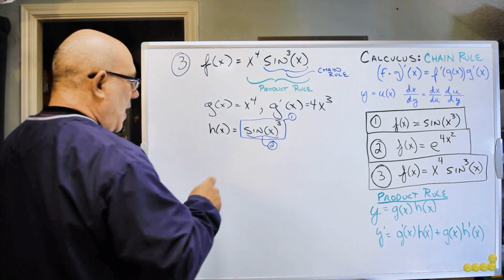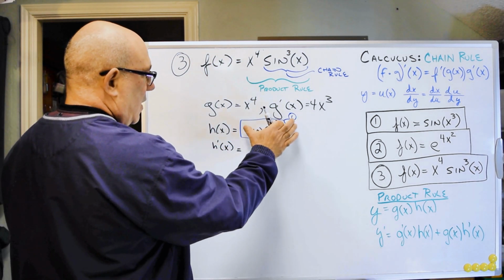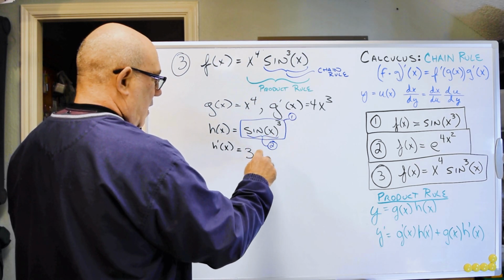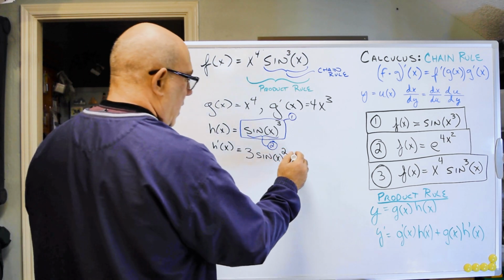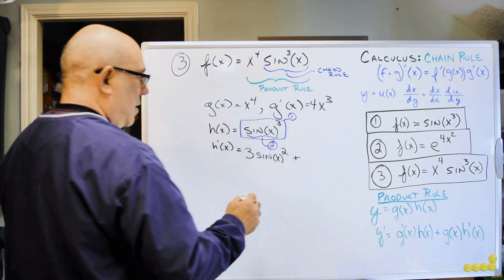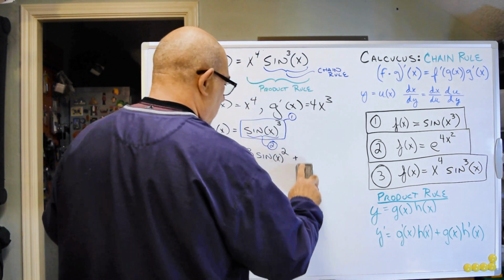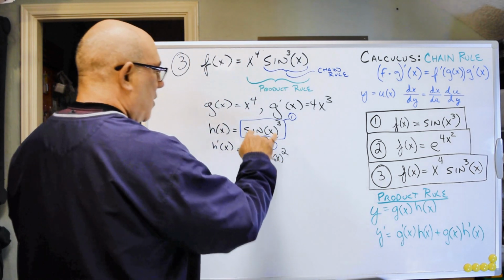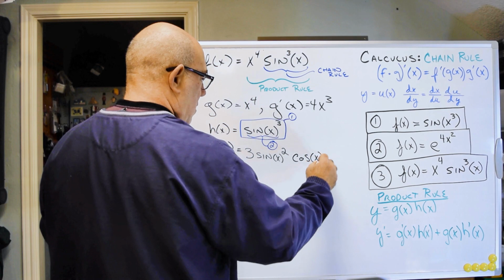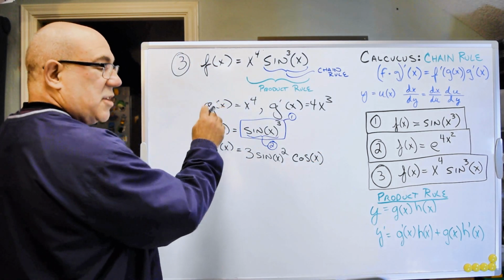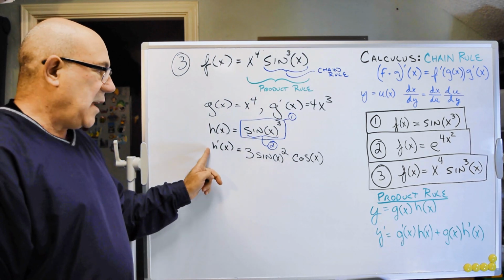So h prime of x will equal the derivative of this, which is 3 sine squared x, times the derivative of this, which is the derivative of sine x, which is cosine x. Okay, so now we have g of x, g prime of x, h of x, and h prime of x.